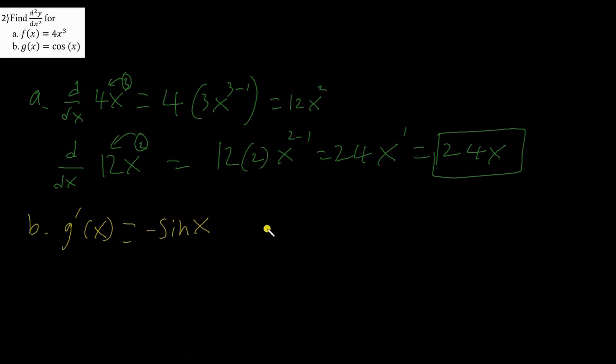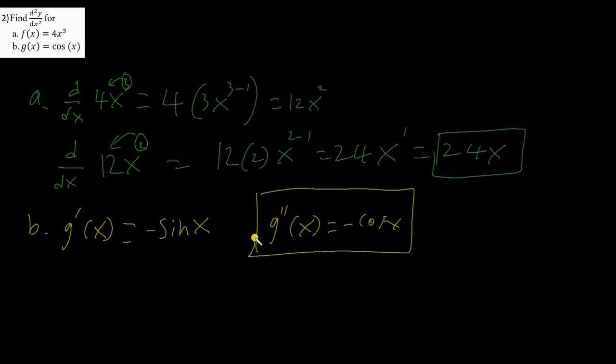And then we're going to take the second derivative, so g double prime of x. The derivative of sine is cosine, but remember we still have this negative here, and that's still going to stay. So negative cosine of x, because the derivative of sine is cosine, and the negative is tagging along. So our second derivative is negative cosine of x. The second derivative of cosine is negative cosine.